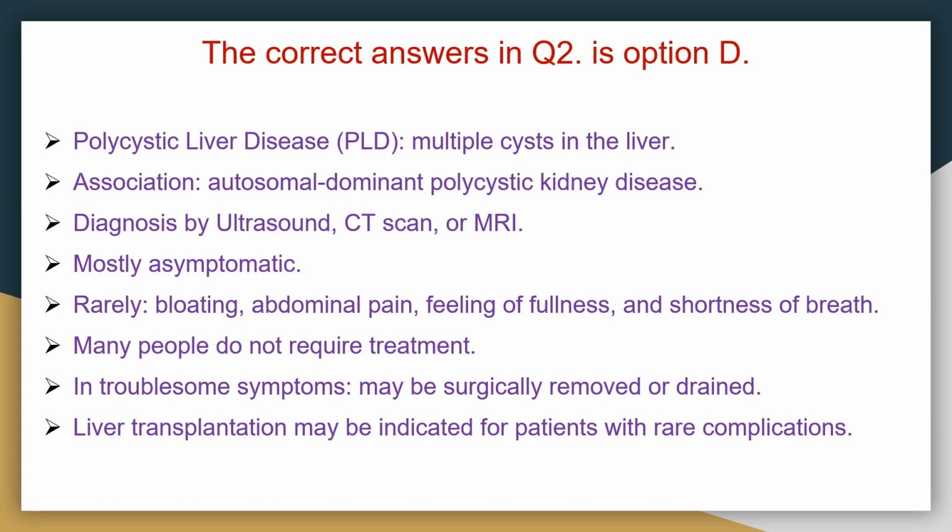Many people with PLD do not require treatment. In cases of troublesome symptoms, cysts may be surgically removed or drained to alleviate mechanical effects of liver enlargement. Liver transplantation may be indicated for patients with rare complications such as infection, bile duct obstruction, jaundice, intestinal obstruction, bleeding, or liver failure.